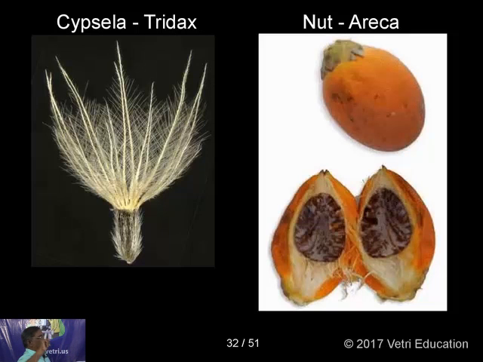Here you have the examples. The first one is the cypsela, where you can find the persistent calyx. And the next one again, here you have the areca nut, where you can find the pericarp and also the seed coat are separate.